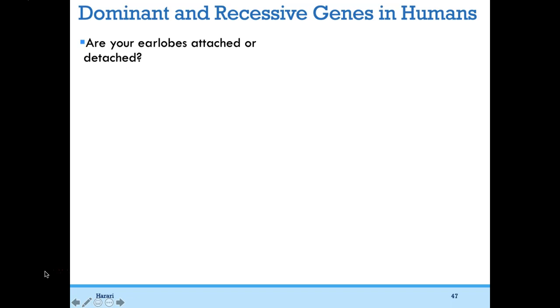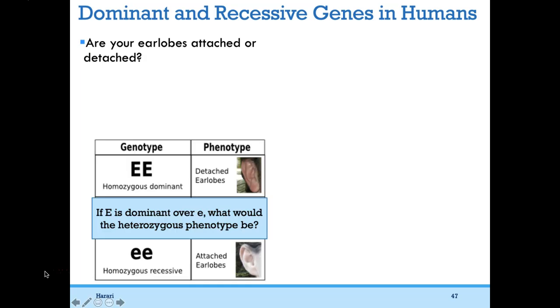So now let's talk about some dominant and recessive traits in humans. So you might have to look in the mirror, but are your earlobes attached or detached? Right, so it's possible to have detached earlobes, where the lobe is distinct and not attached to the side of the face. And if big E encodes for detached earlobes, and big E is dominant over little e, what would the heterozygous phenotype be?